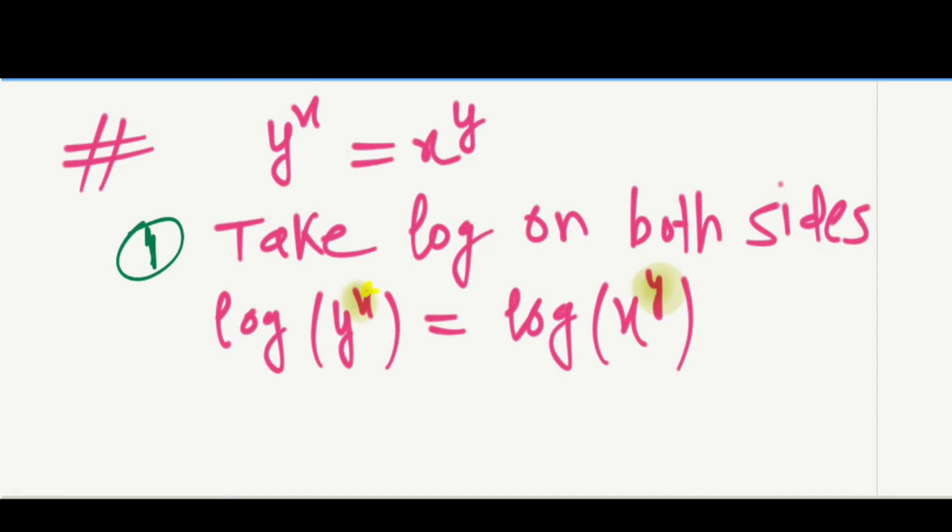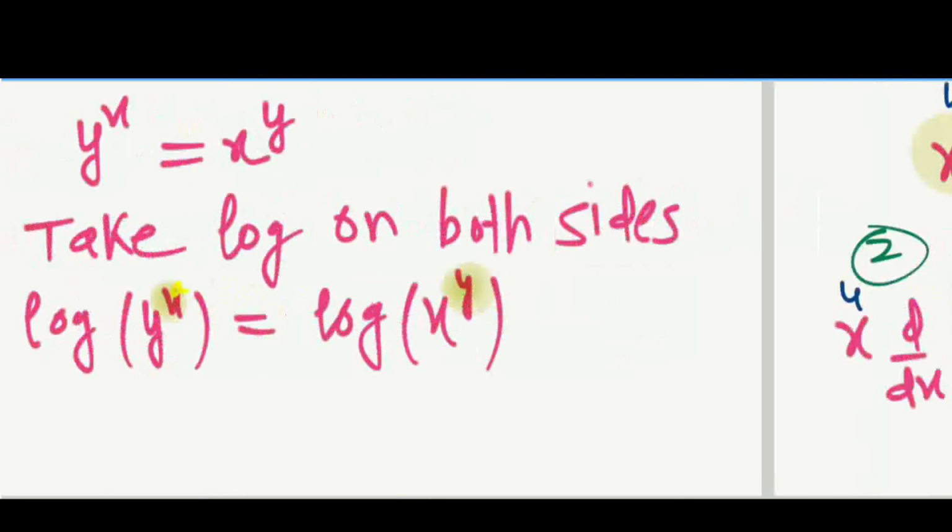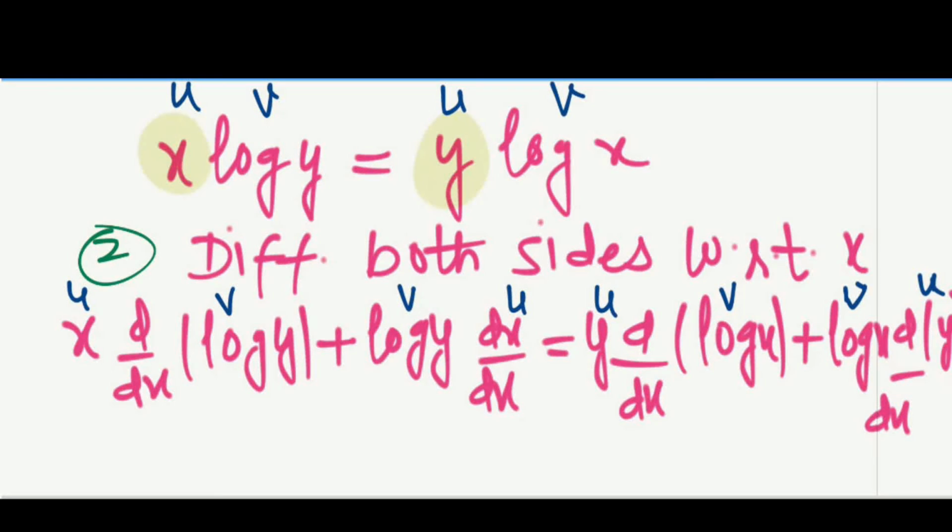So you get log of y raised to power x equal to log of x raised to power y. I have shaded in yellow the powers which come to the left side, and we get x log y equal to y log x. I repeat, x log y equal to y log x. The powers have come to the left side. Now the second step, you remember, differentiate both sides with respect to x. On the left side we have algebraic function x and the log function log y. On the right side we have algebraic function y and the log function log x.